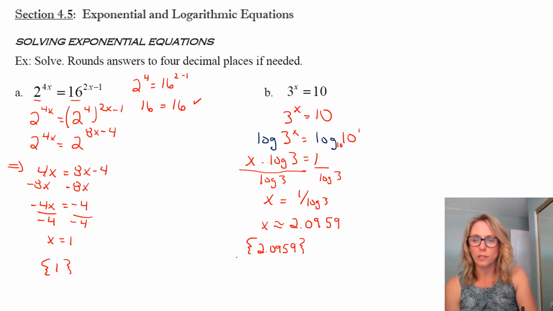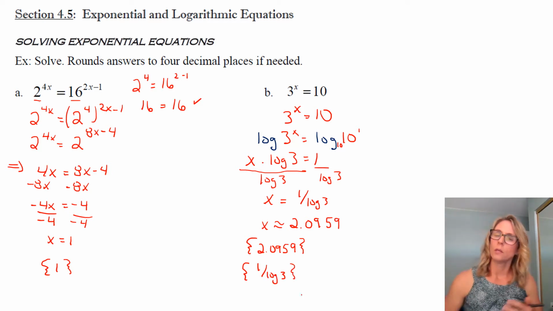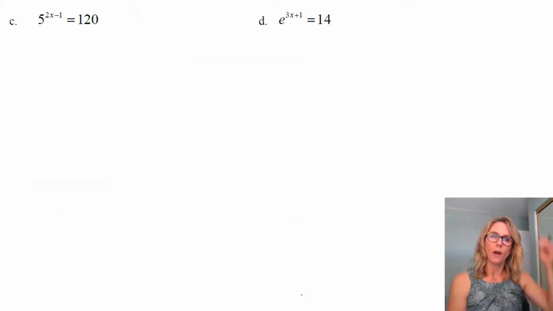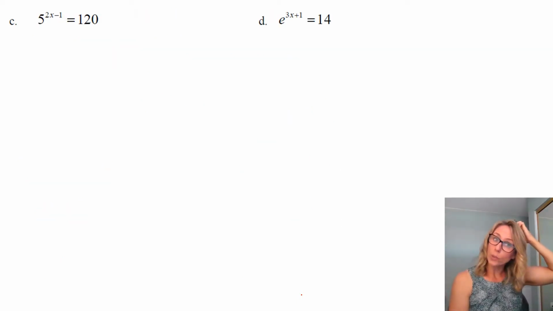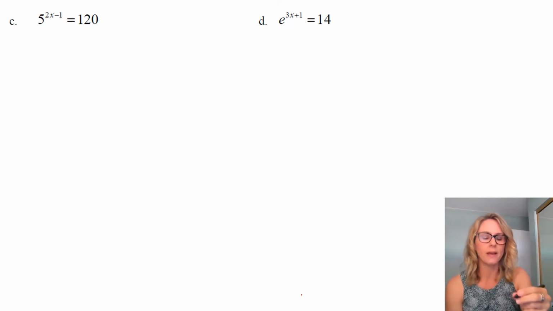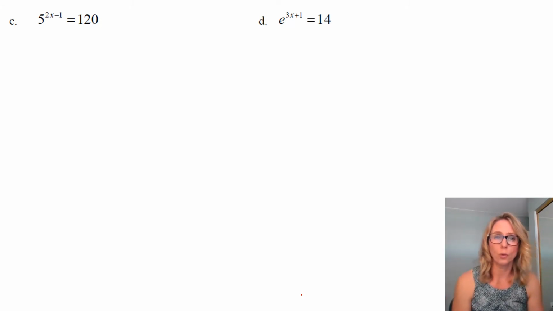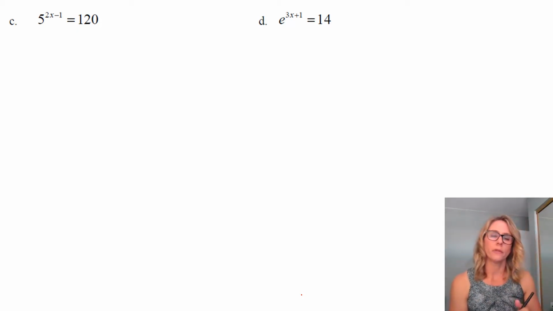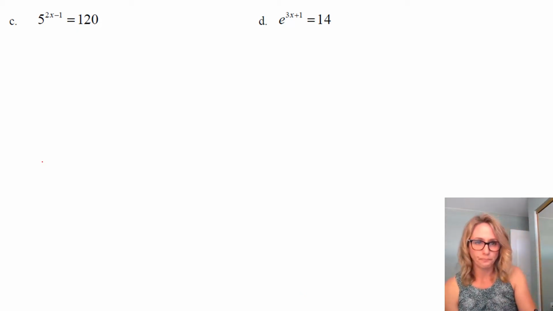But if you had a situation where you weren't asked to round it, the true exact answer is 1 divided by log 3. So depending on what you're being asked for, maybe you round it, maybe you give the exact answer. You just have to pay attention to what you're being asked there. Okay, so I would suggest trying to do C. It is very similar to B. It has like another step or two, but it is very similar, so you're welcome to try it.